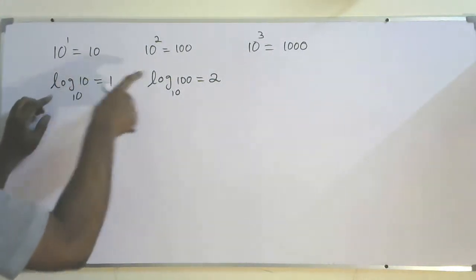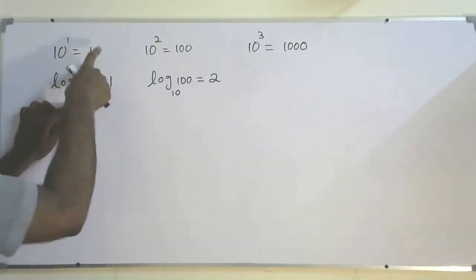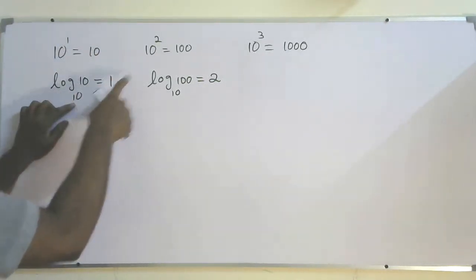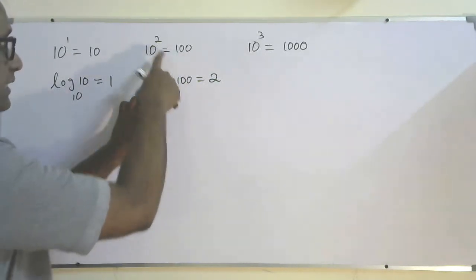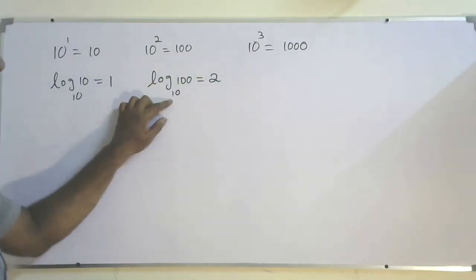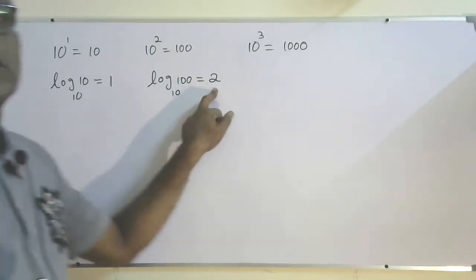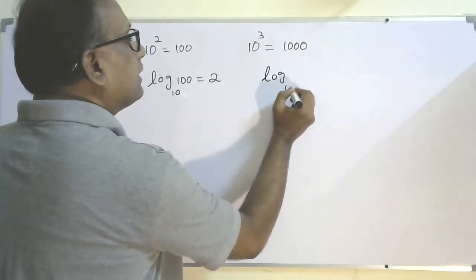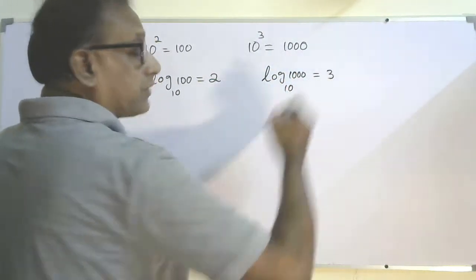Now here this 10 is written here. This 10 is written here. The index is written here. This 10 is written here. This 100 is written here. The index is written here. So that means log of 100 base 10 equal to 2. The same way I can write log 10 of 1000 equal to 3.